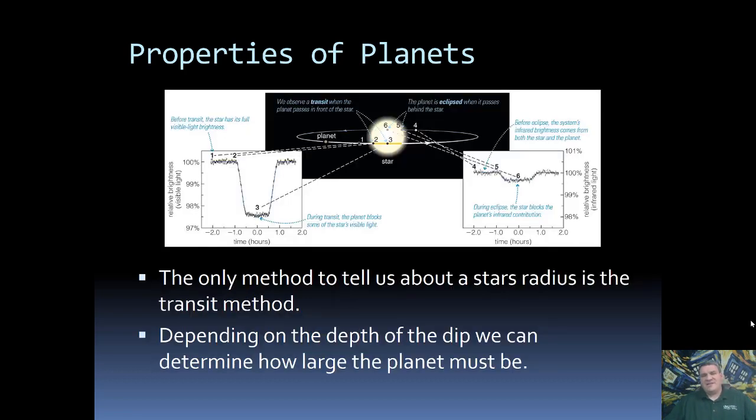Now, the only method to tell us about the radius, the size of the planet, is the transit method. We do that by looking at how deep the dip is. A larger planet is going to block more light, so the dip in brightness is going to be a lot larger.